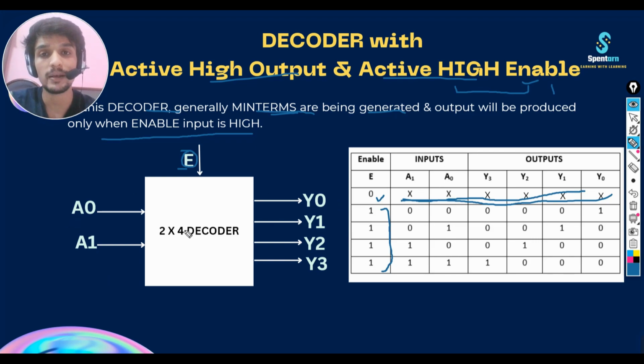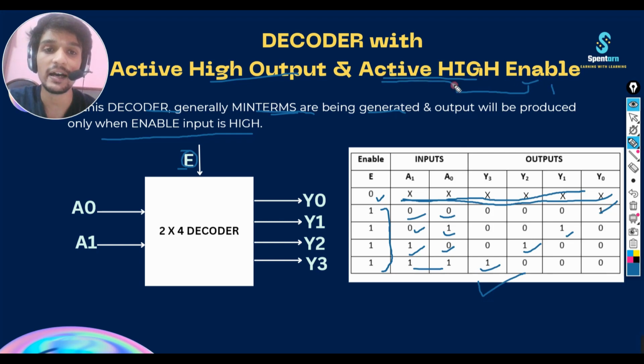Whatever we have done in the previous decoder, which was 2 cross 4 without the enable pin: we have 0, 0. In this case, Y0 would be 1. If 0, 1, which denotes 1, it means Y1 would be high and the others would be 0. Similarly, A1, A0 as 1, 0 will represent 2, which means Y2 would be high, and 1, 1 means Y3 would be high in this case. So we'll be getting this table, right? So this is how the active high enable works.